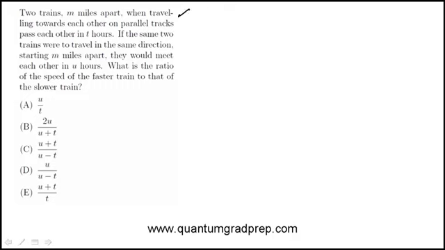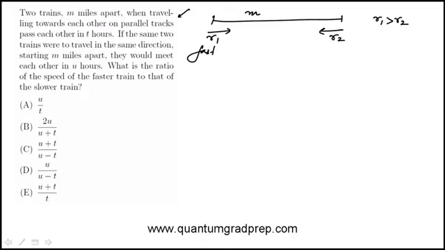So here, the first case we're given is that two trains that are m miles apart are traveling towards each other. I'm going to call the rates R1, R2, and R1 is greater than R2. So that's the faster train. And we're told that they will pass each other in t hours, meaning they meet at some point.